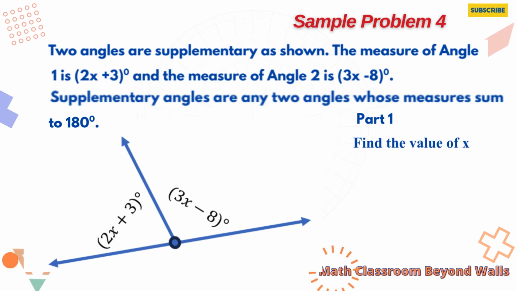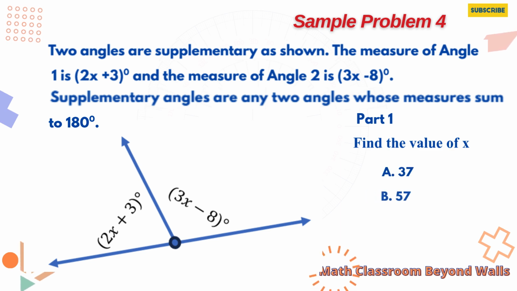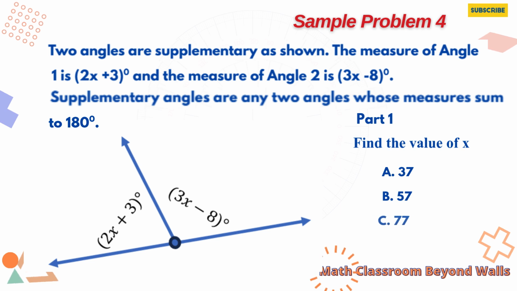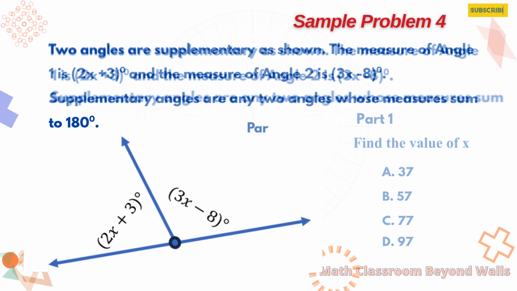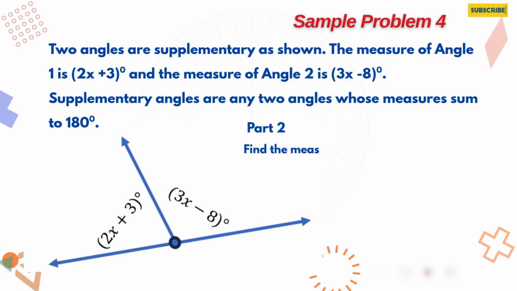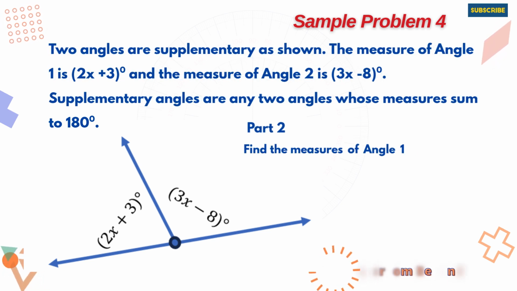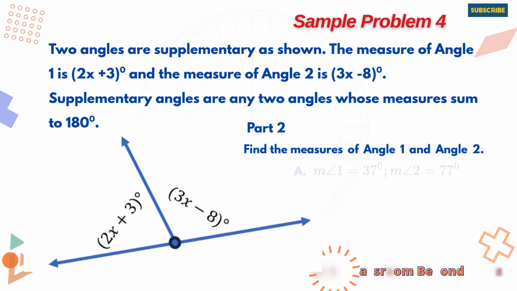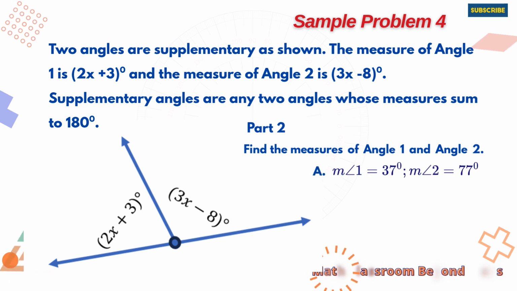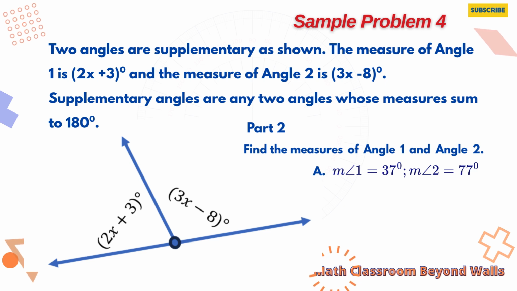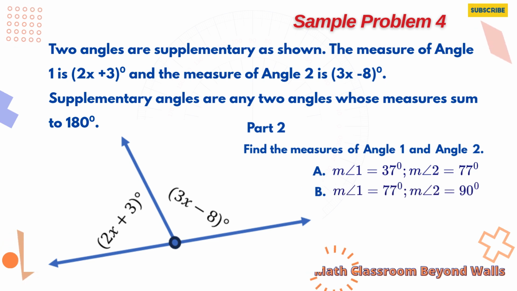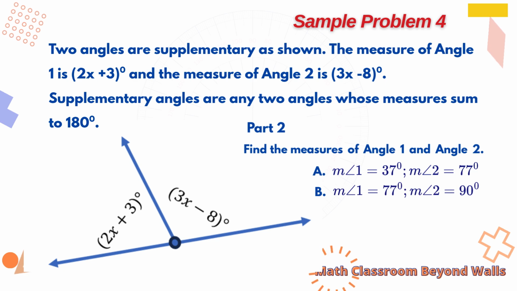Option A, 37. Option B, 57. Option C, 77. Option D, 97. Part 2, find the measure of angle 1 and angle 2. Option A, the measure of angle 1 is 37 degrees. The measure of angle 2 is 77 degrees. Option B, the measure of angle 1 is 77 degrees. The measure of angle 2 is 90 degrees.